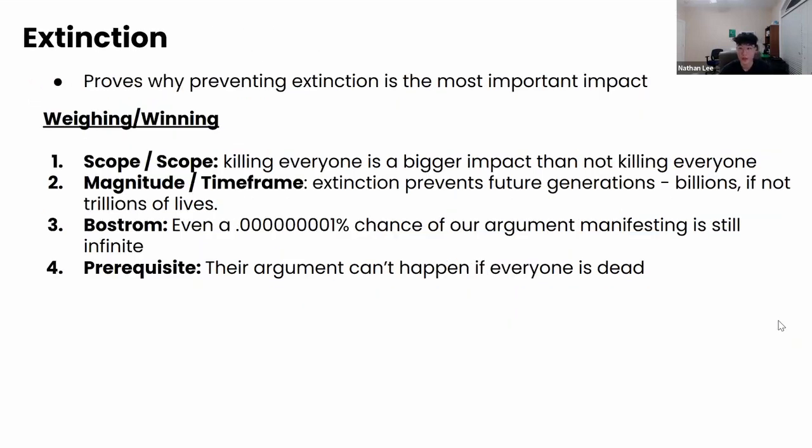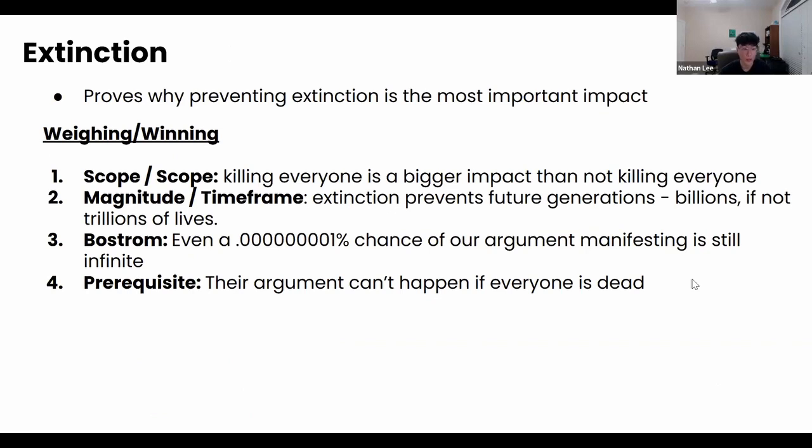Okay. Then, if you're reading extinction in contrast, you need to prove why preventing extinction is the most important impact. These are pretty intuitive usually. The mechanisms you use are scope: killing everyone is a bigger impact than not killing everyone. That should also say severity after scope, right? If we're all dead, that's pretty severe. Magnitude times time frame as well, because extinction prevents future generations from being born, which means that every single unborn family and generation that you're thinking of is also killed in the process, that's an unimaginably large scope.